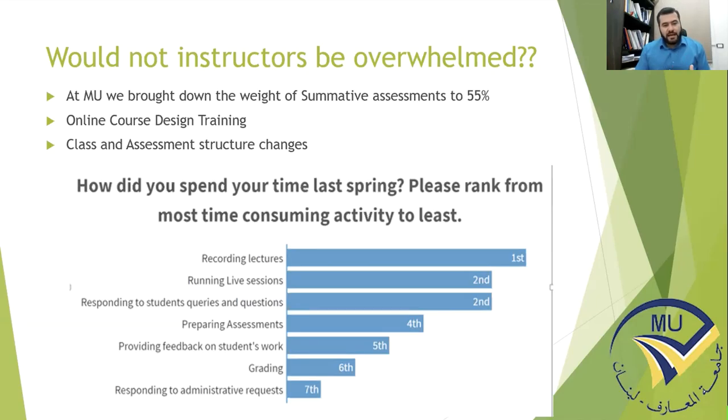We changed the class and the assessment structure. So for example, here we use the American credit system. Each course is split into two days a week, and each session is an hour and a half. We have now eliminated one of those sessions, the reason being to allow the instructor time. By removing one of those sessions, while instructors are still getting paid for it, the time can be used and invested properly in preparing smart assessments.